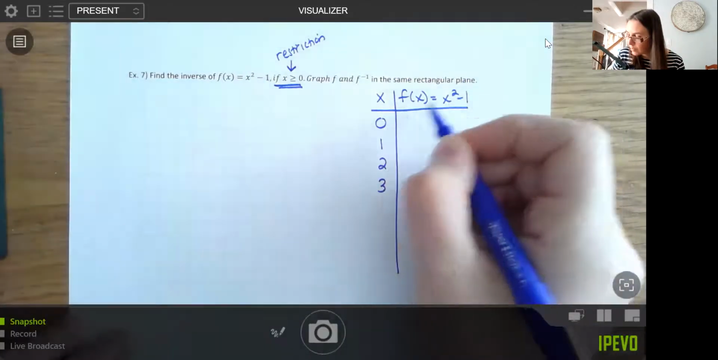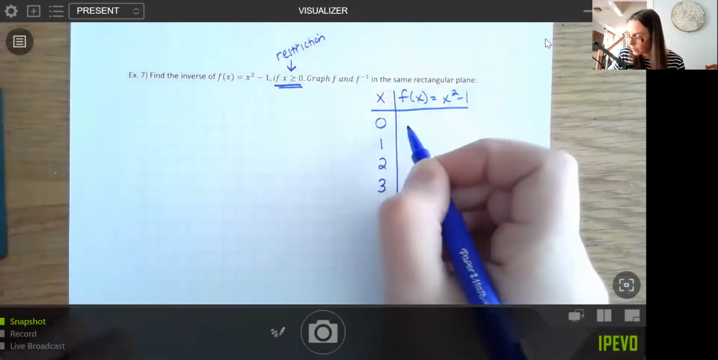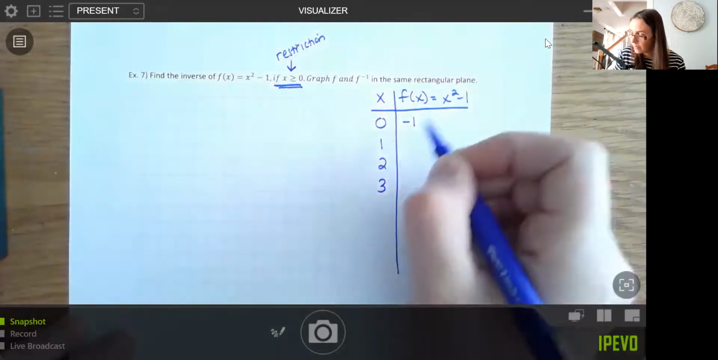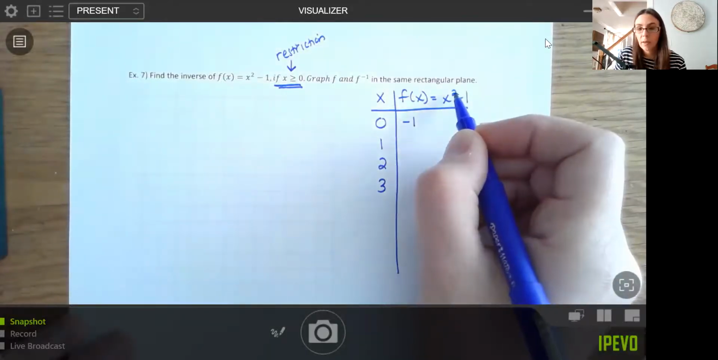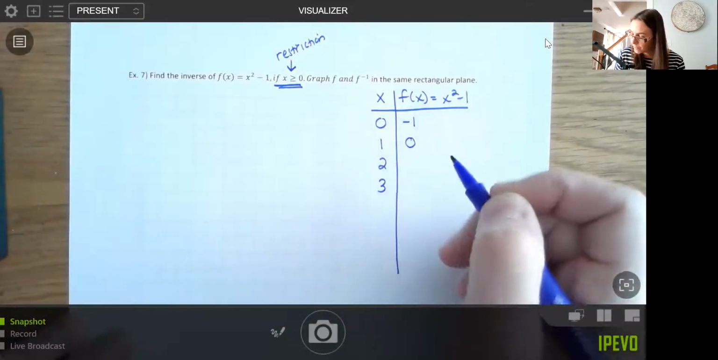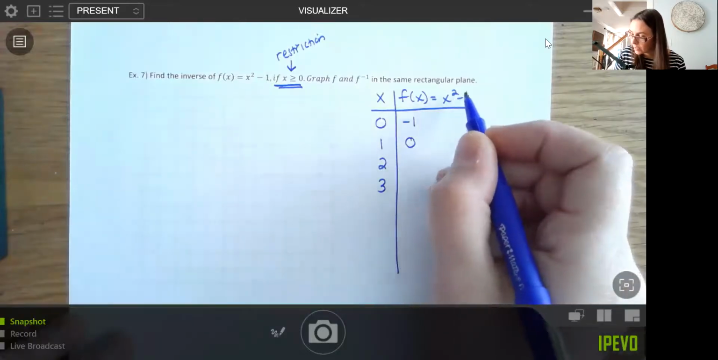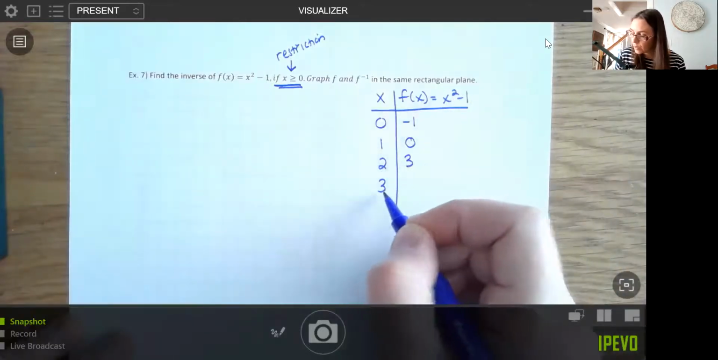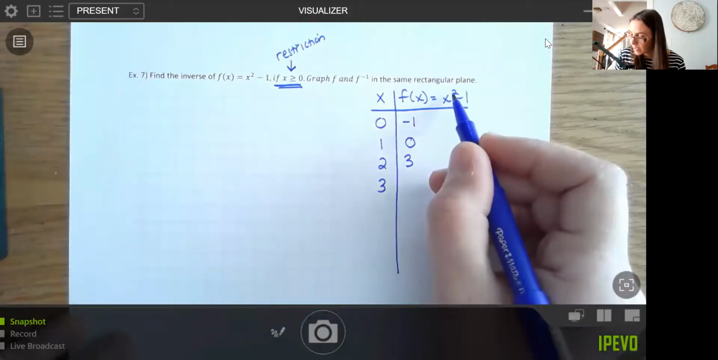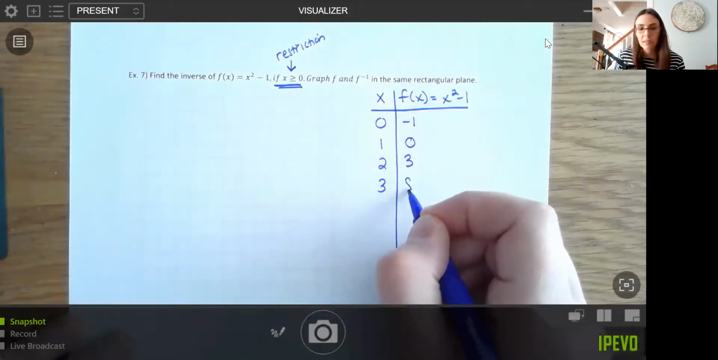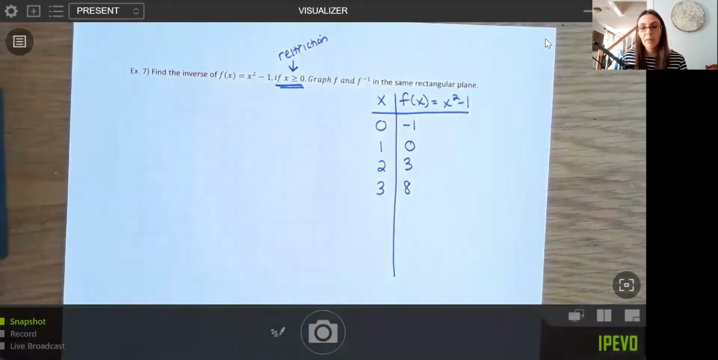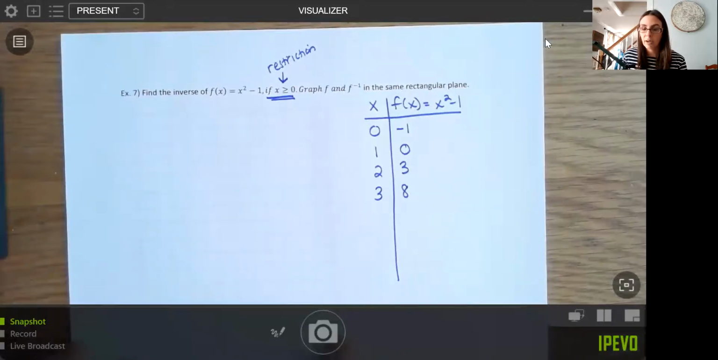So if I plug in 0, 0 squared minus 1 is -1. If I plug in 1, I get 1 squared, which is 1, minus 1 is 0. If I plug in 2, 2 squared is 4, minus 1 is 3. And if I plug in 3, 3 squared is going to be 9, minus 1 is 8. So again, I'm doing those in my head, but if you need to write out the work, you can go ahead and write that out, right?